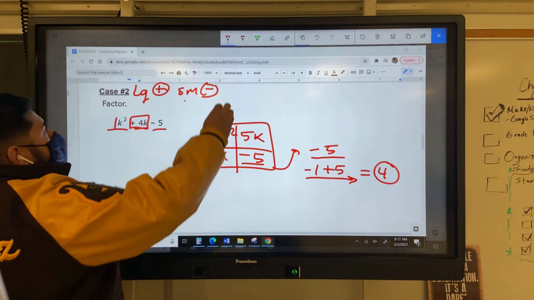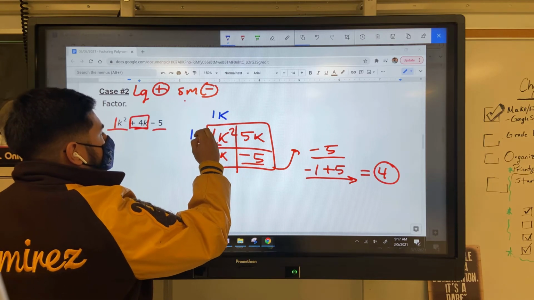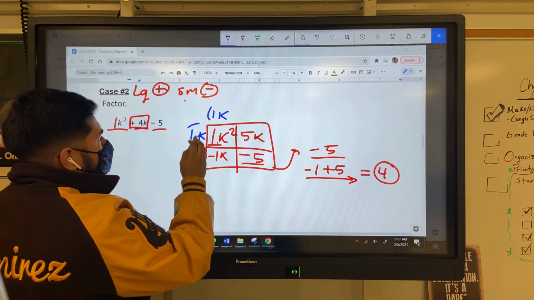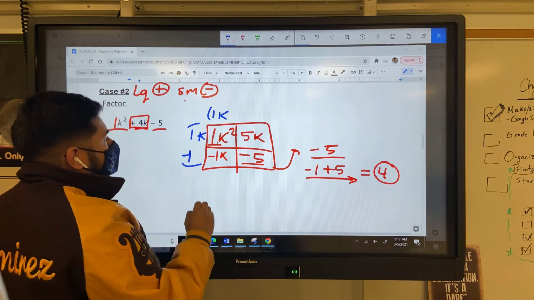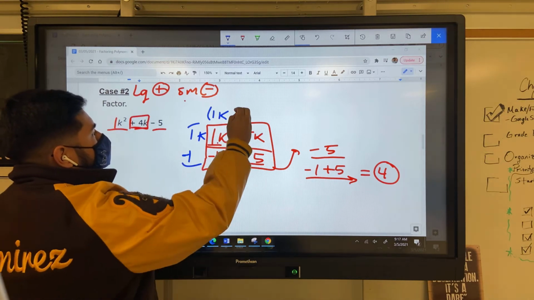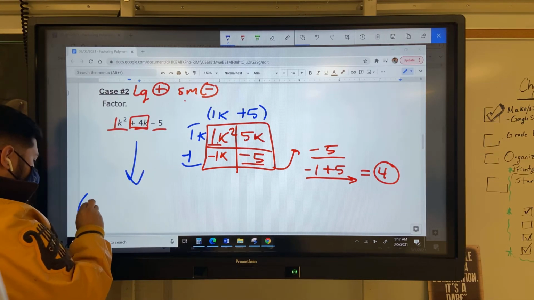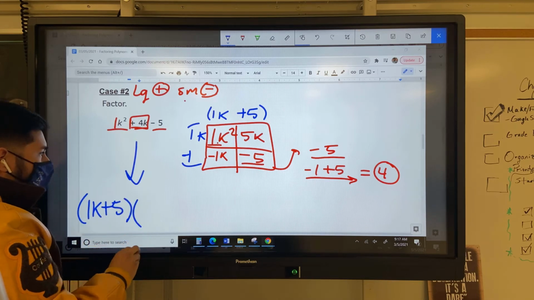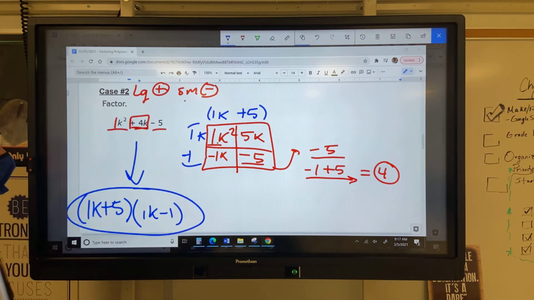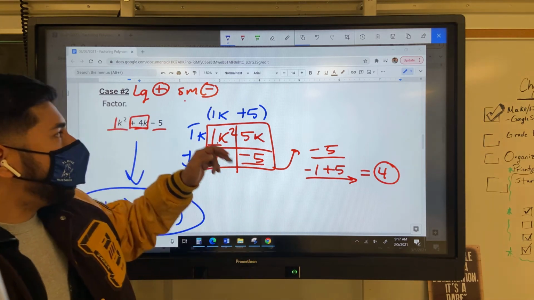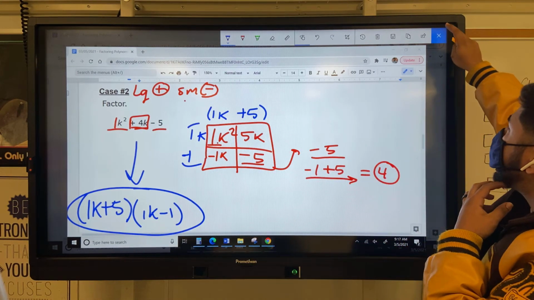And now we could work outsides. 1, k, k. What number times 1 gives me negative 1? You can even divide it if you want. Should give you negative 1. What number times 1 gives me 5? Positive 5. My answer is 1k plus 5, and then 1k minus 1. It's pretty interesting. You just have to follow the case rules, okay? So let's do the next one. Pause it if you need to.